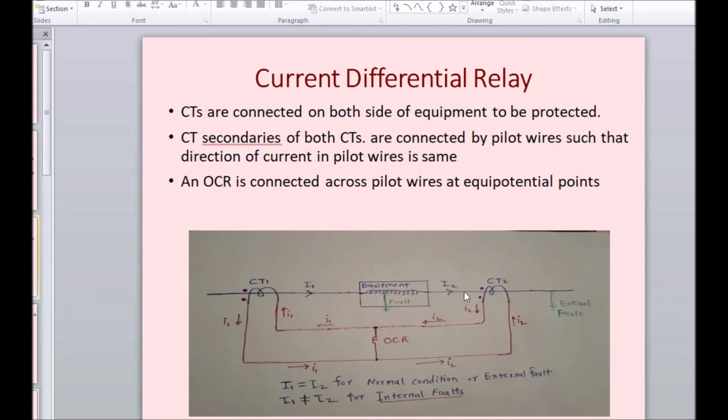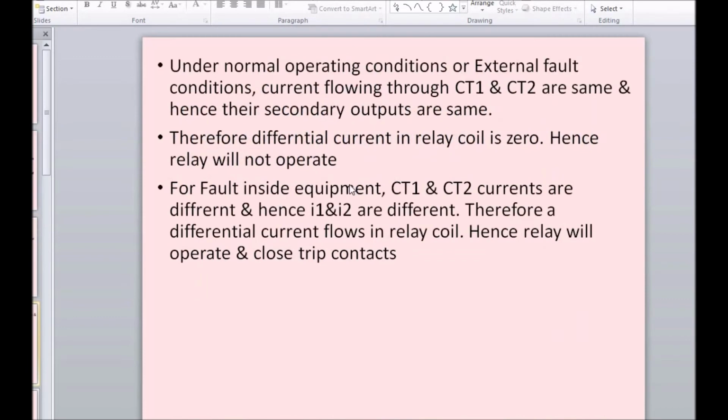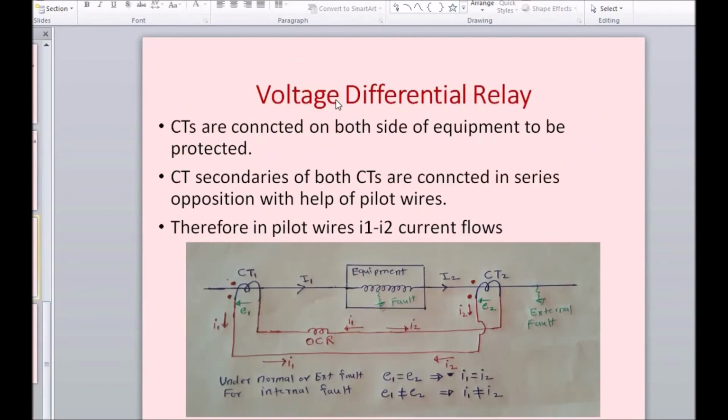The value of capital I2 depends on the nature of the fault, whether it is a ground fault or phase to phase fault, or whether it is a double fed system, meaning if there is a source on the right hand side. It depends on these conditions. Therefore, this relay operates on the differential current flowing through the relay operating coil. That's why it is called a current differential relay. Now we will see the voltage differential relay.